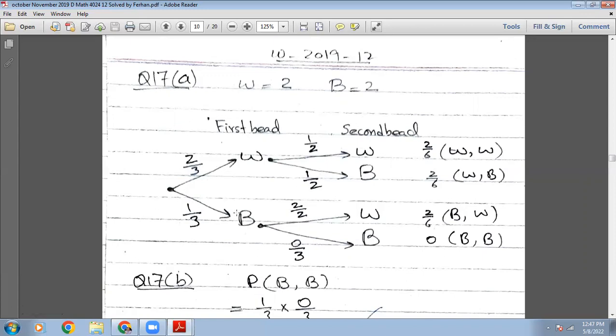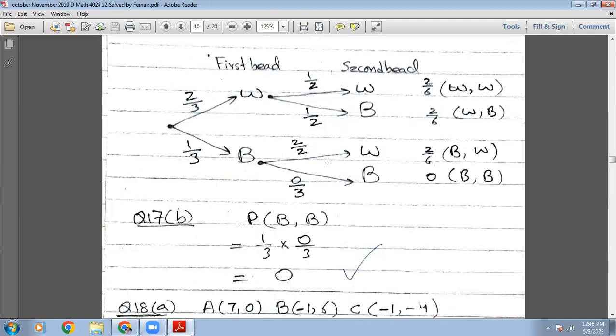And in this scenario, a black first comes out. If a black comes out, the total will reduce by 1, and the black will also reduce by 1. So now the probability of getting a white will be 2 by 2, and here there is no black left, so it will be 0 by 2. It was supposed to be 0 by 2.